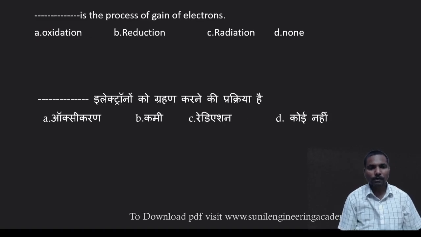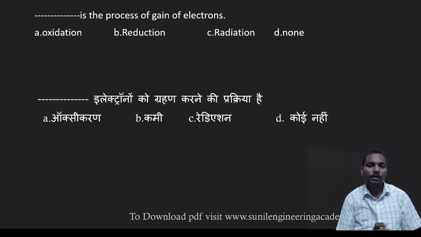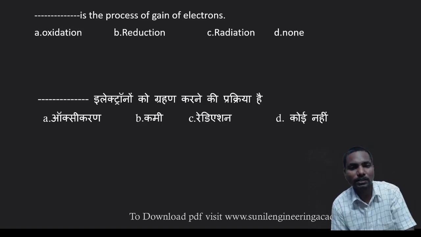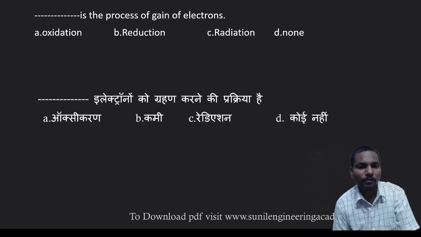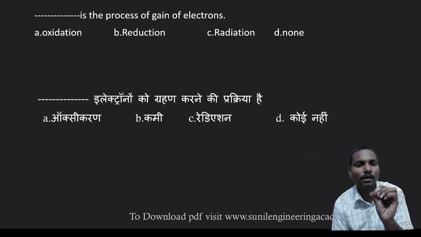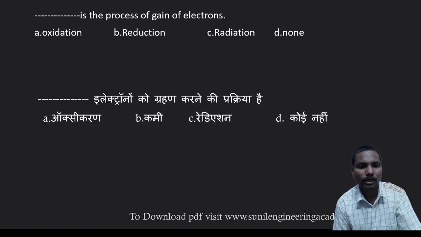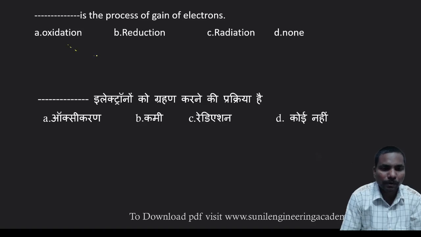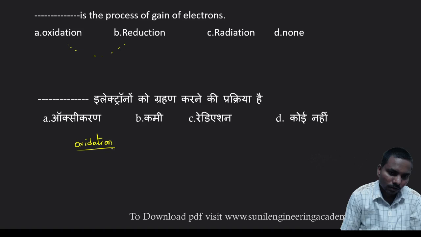Dash is the process of gain of electrons. These types of questions are very repeated, guys, but most of the students will give the wrong answer. To remember this, I want to give a small principle, that is the opposite principle. Here we have two processes. One is oxidation. Listen carefully, guys. And here, reduction.